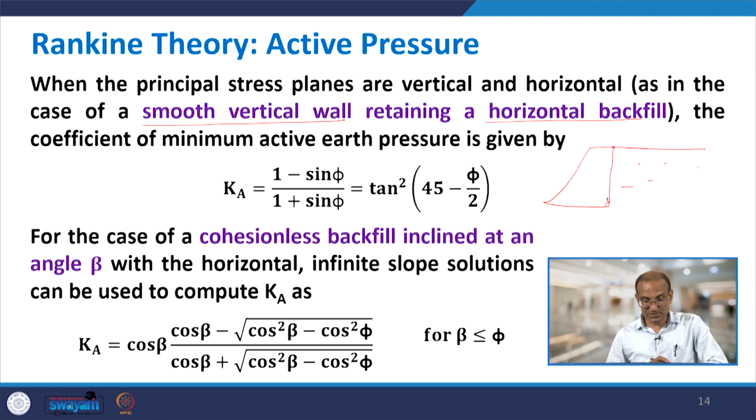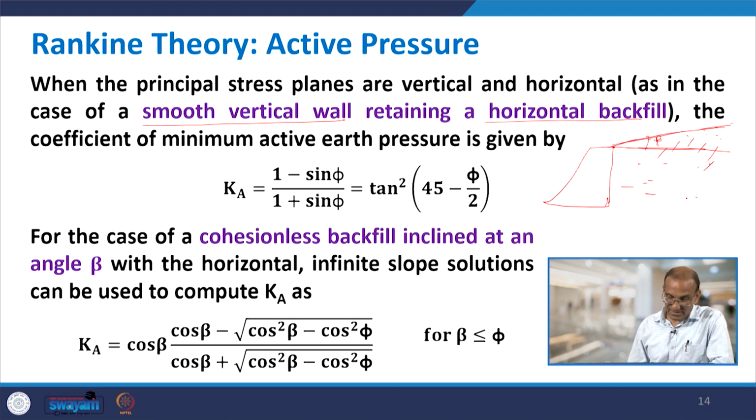For the case of a cohesionless backfill inclined at an angle beta with the horizontal, if we assume C equal to 0, and if I incline this backfill at an angle beta with the horizontal, then beta is the angle which makes your backfill inclined. This equation is applicable when beta is less than phi, where phi is the angle of internal friction. In this case, Ka can be found from this equation, which is applicable for the cohesionless backfill, though here C is not coming in both the equations.